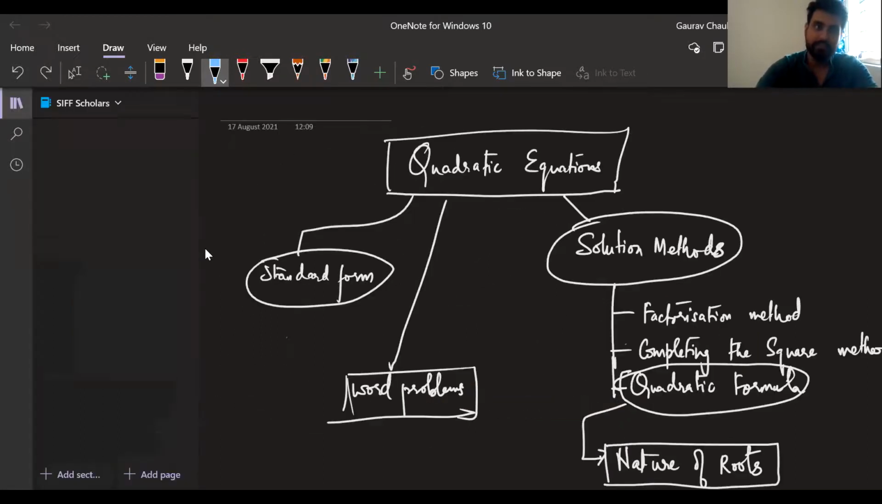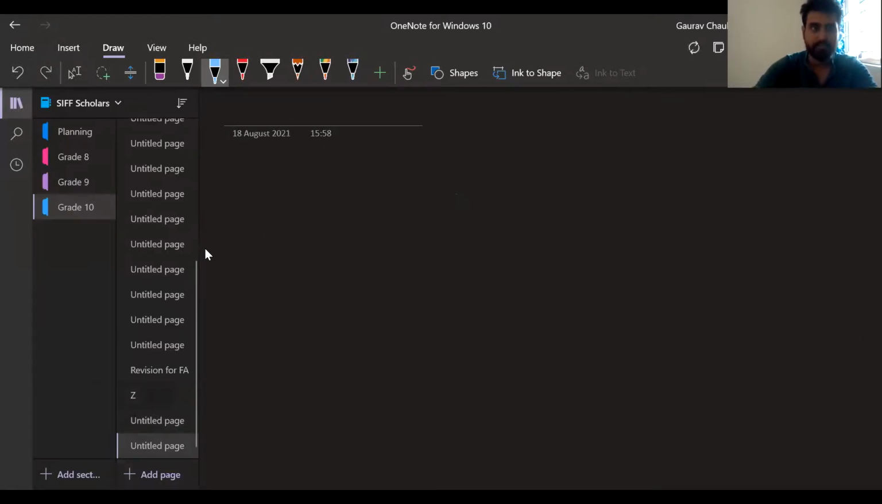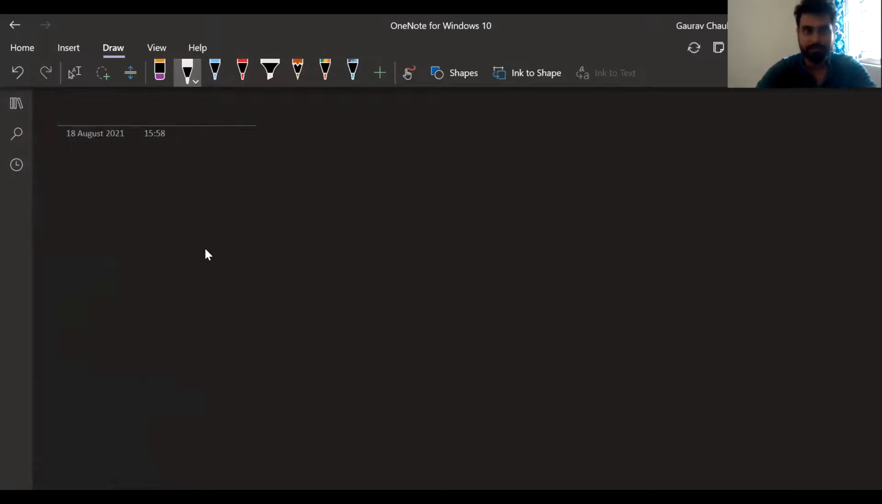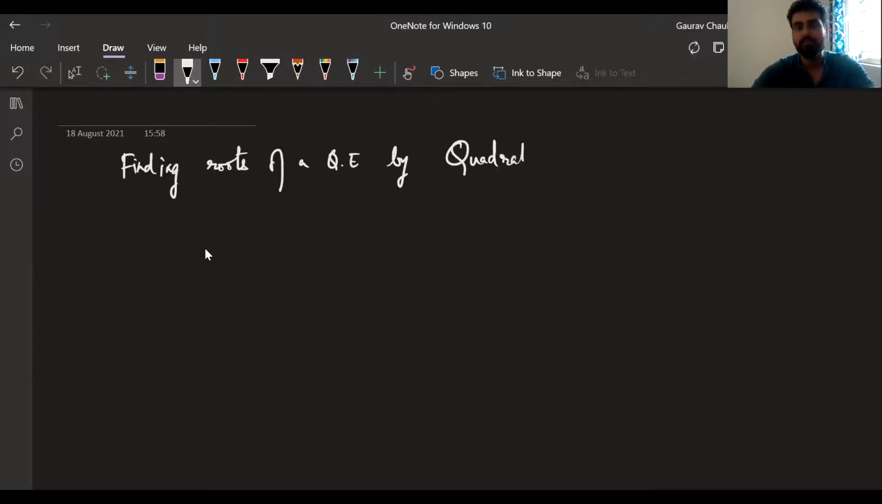Okay, now I want you to write the heading as: finding roots of a quadratic equation by quadratic formula method. You can write just quadratic formula.